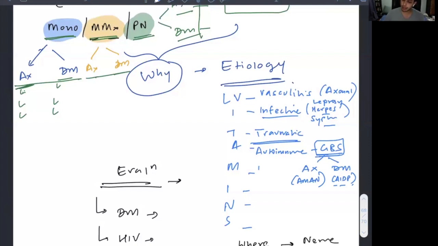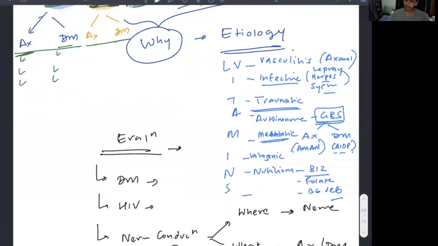Then you can have metabolic and nutritional. So you have B12 deficiency, or folate deficiency, or B6 deficiency. All of these can cause neuropathy. You have iatrogenic. So drugs. Drug-induced neuropathy is becoming very common, especially your chemotherapeutic agents can cause neuropathy.